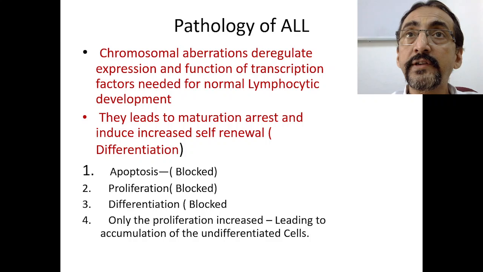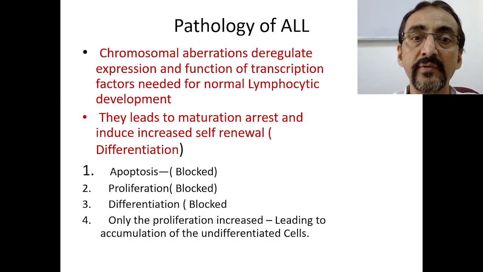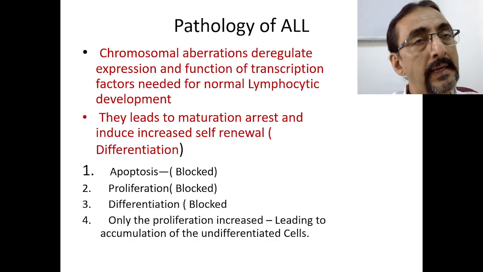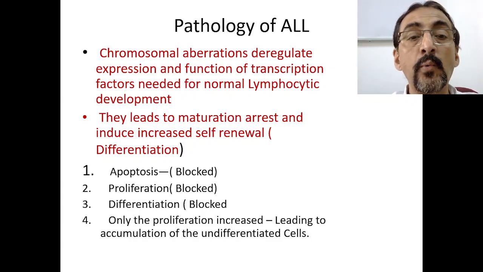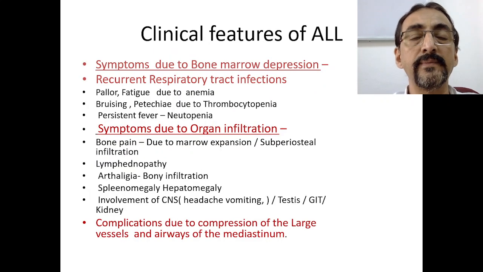Proliferation, at one point in time, has to be stopped. Here, the proliferation will also not stop. It is continuous. Differentiation takes place with each cell division. This is also not taking place. So only the proliferation is increased, leading to accumulation of undifferentiated immature cells. That's the pathology.